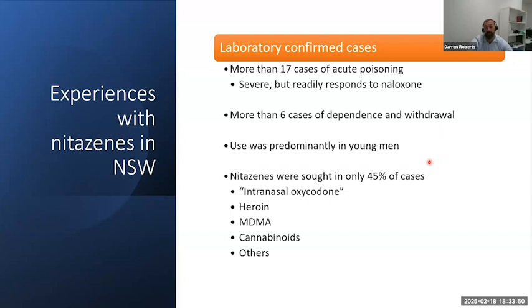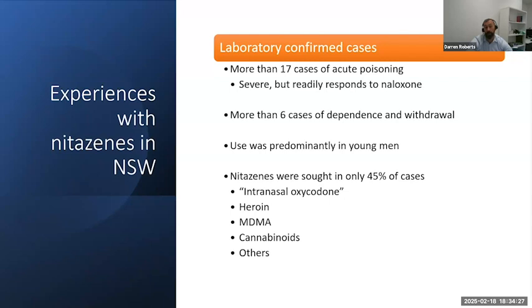We saw this use was mostly in young men. Only in about half of these cases, in fact, less than half, were the people seeking nitazenes. They were seeking something else and they were sold the wrong drug. One person, again, a case I was involved with, purchased what they were told was intranasal oxycodone, but it wasn't. It was a drug called metonitazene. But also some people have purchased heroin, but it was a nitazene. MDMA, that case I told you about before. Some people thought that they were purchasing vaped cannabinoid, but actually it was a nitazene. So it's quite a concern.